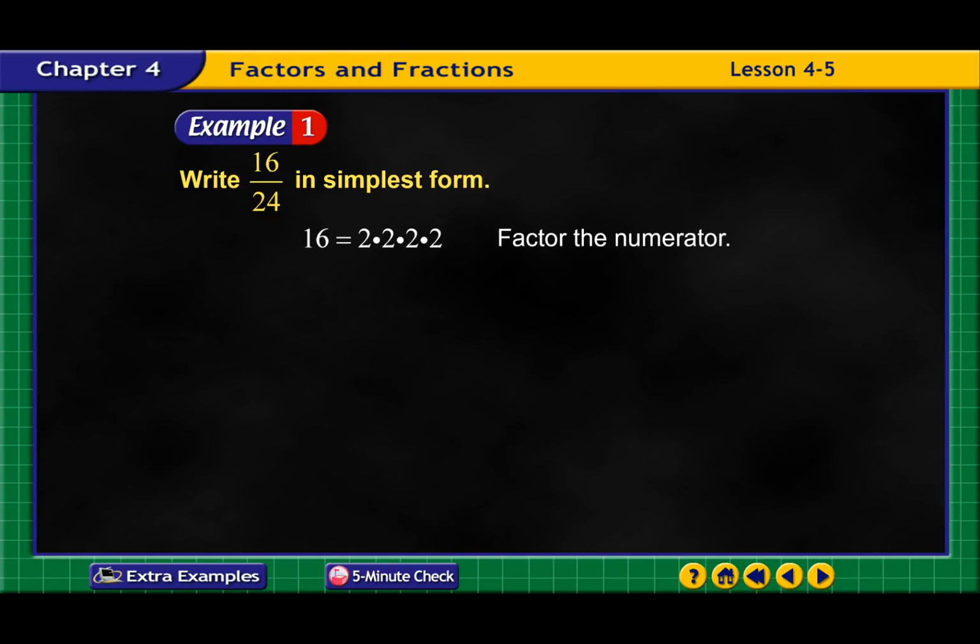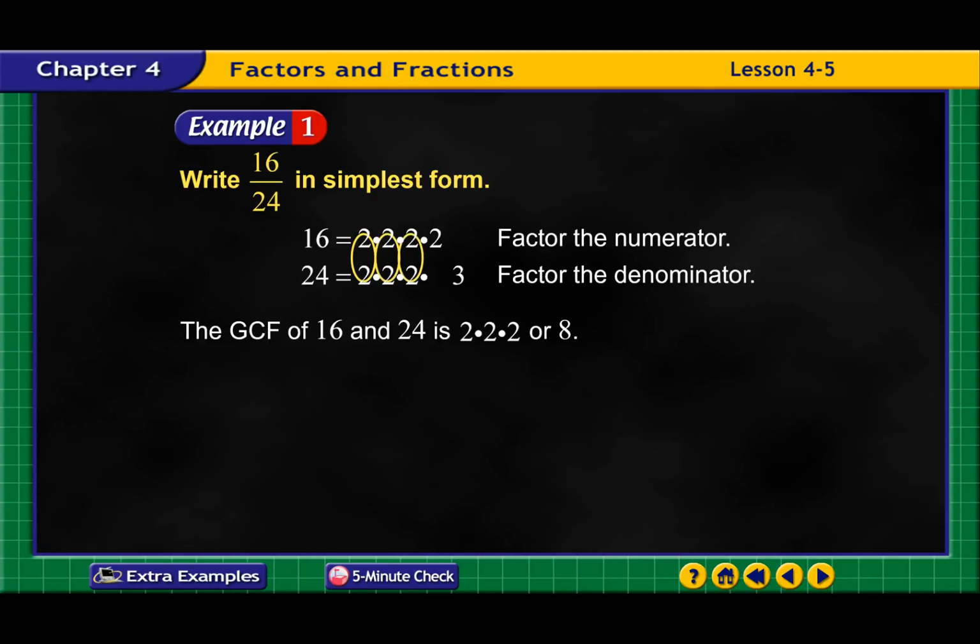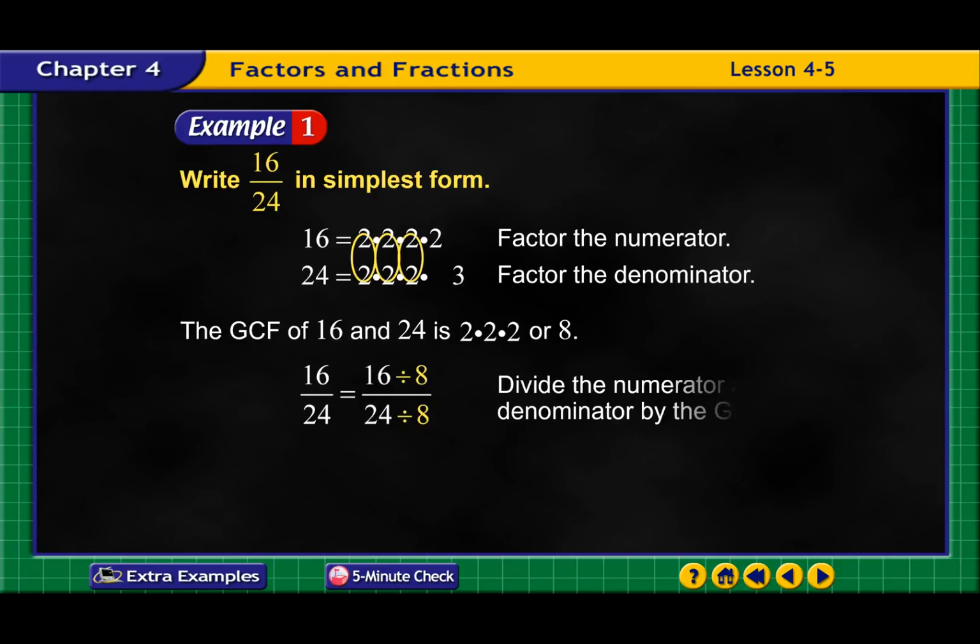So first we're going to factor the numerator. So 2 times 2 times 2 times 2. So yes, you'd have to do the factor tree. That's fine. There's nothing wrong with that. Get it right. Okay, and 24, it's going to be 2 times 2 times 2 times 3. Factor the denominator. I find the greatest common factor of those and multiply that out. It's going to be 8. So now I can divide both the numerator and the denominator by 8. That's going to come out to 2 over 3. So that would be the simplest form.